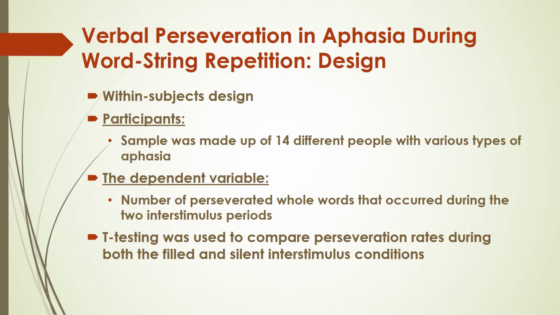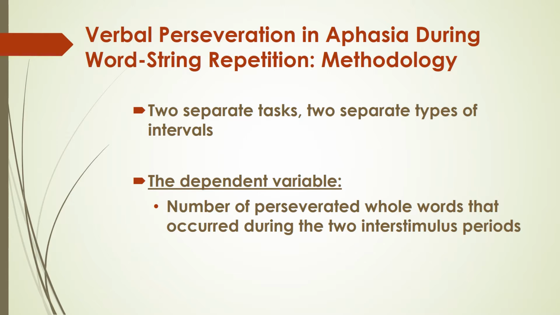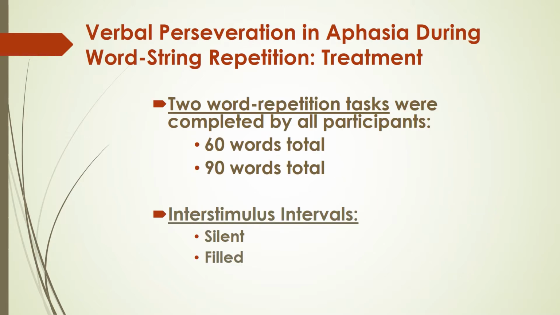A within subjects design was used. A sample of 14 people was utilized. They all had different types of aphasia and different degrees of severity. The dependent variable was the number of perseverated whole words that occurred during the 2 interstimulus periods, and t-testing was used to compare perseveration rates during both the filled and silent interstimulus conditions. The 2 separate tasks were the repetition of word string phrases, and the 2 separate intervals were filled and unfilled.